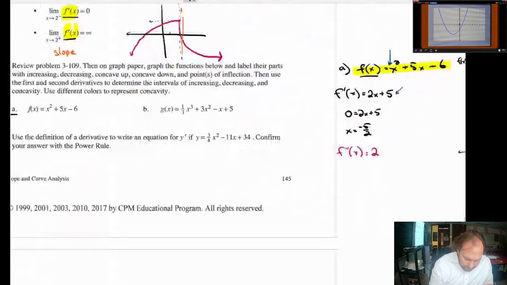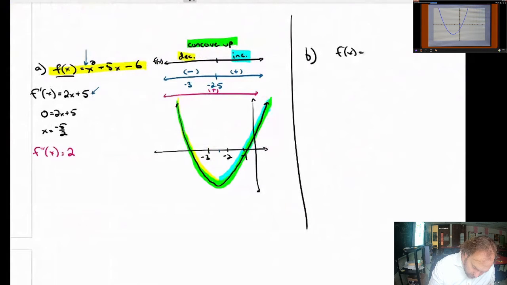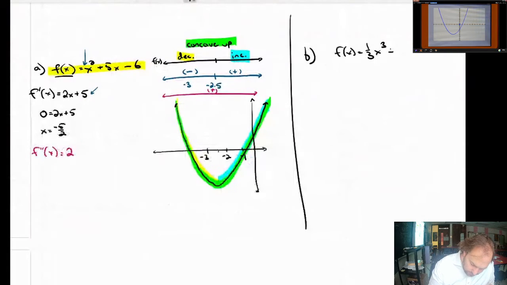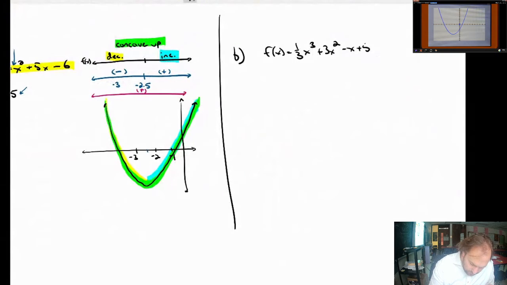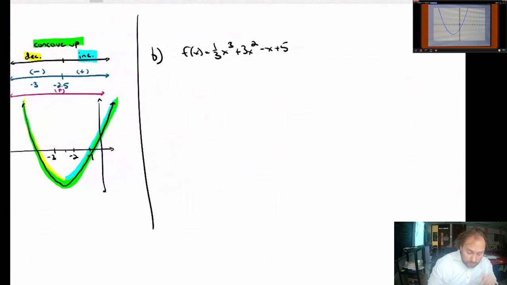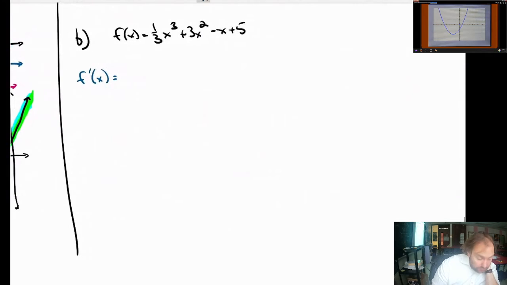B is going to be this other polynomial function, 1/3 x to the third plus 3x squared minus x plus 5, like that. Now again, we want to think about our derivative function first, because that will tell us increasing and decreasing. This time our derivative is going to be something squared. It's going to be a parabola, so we'll see a little bit more of a change happening this time. If you take the power rule, 3 times 1/3 cancels out. You have x squared plus 6x minus 1.